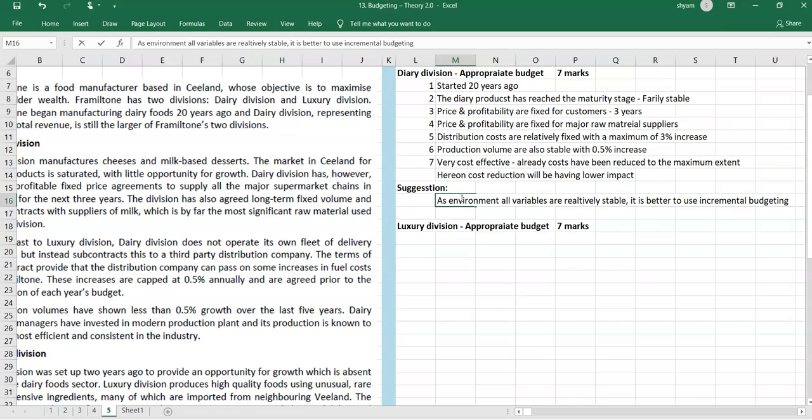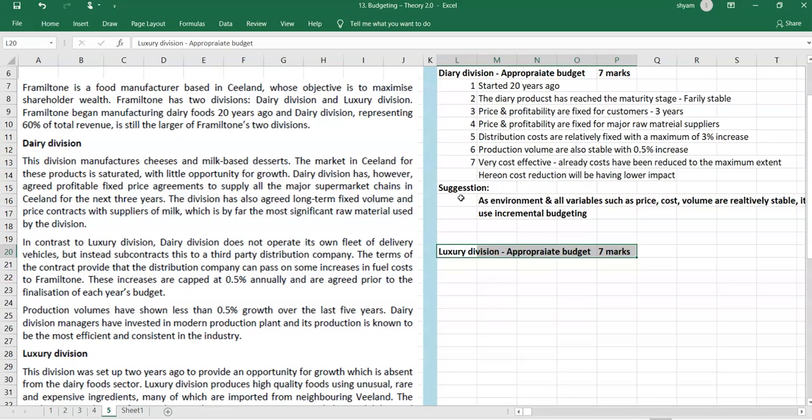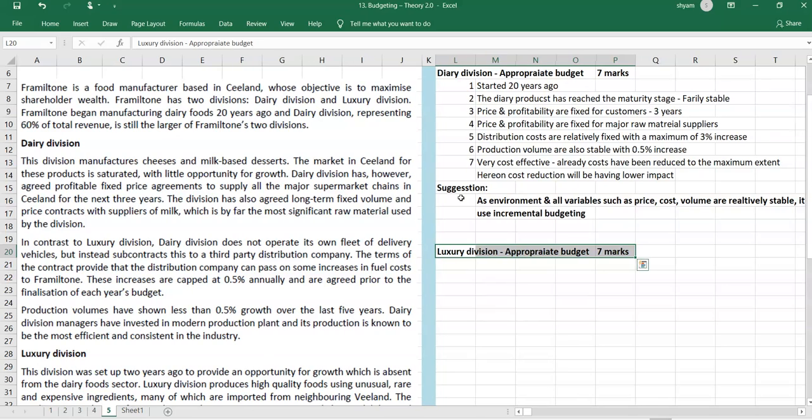See, as the environment and all variables such as price, cost, volume are relatively stable, it is better to use incremental budgeting. So we have got our major point here, that is our suggestion. From here on we'll go to the next division, which is called luxury. So let's start from there.